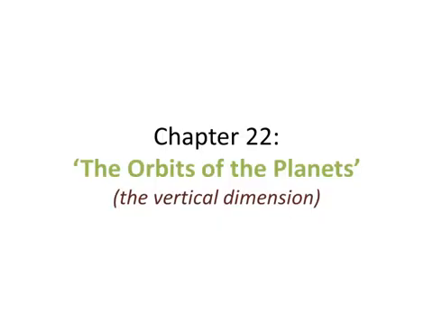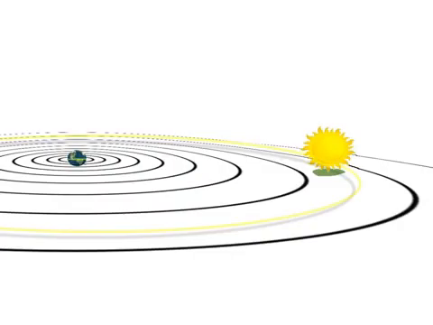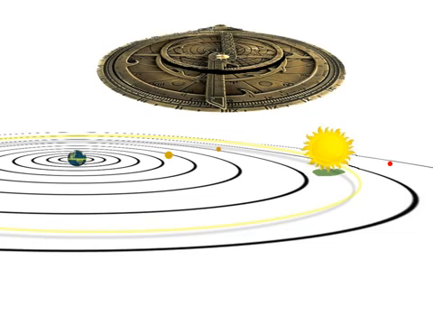Chapter 22, the orbits of the planets, the vertical dimension. Again, looking here at the Bhumandala, just slightly more from the side. Now, interesting enough, as before, we throw in a few planets there for good measure, of course. We made a link, didn't we, between the Bhumandala here, and there's another link here with another model.